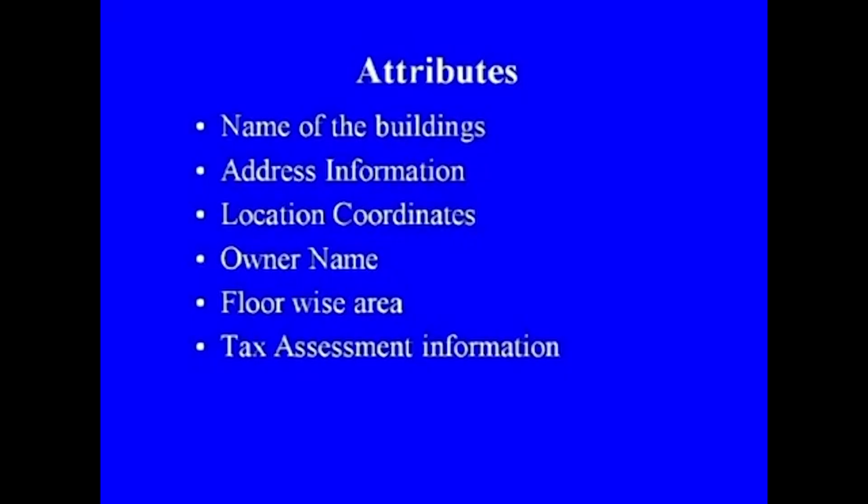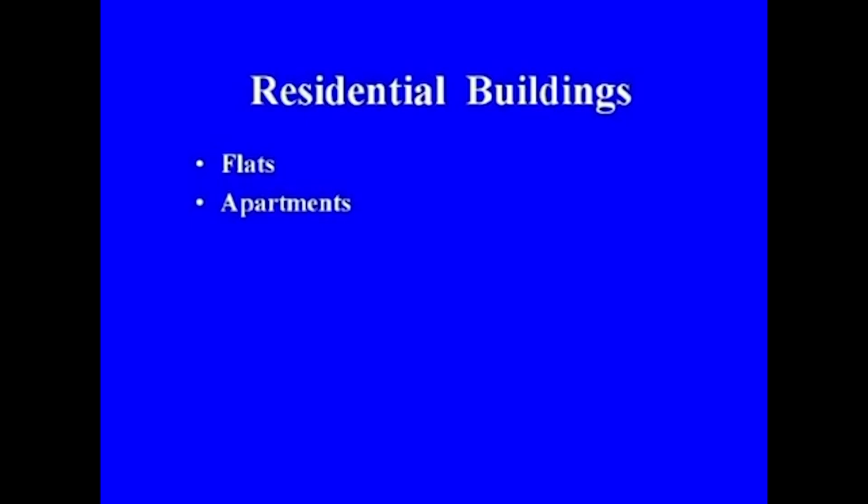In order to provide a distinct characterization to the information being created, the following attributes were defined for each of the buildings which was being captured. First is the name, its address information, location coordinates, owner name, floor wise area, and tax assessment information if available. Now, we come to the different types of categorizations of buildings which were identified. First is the residential buildings, and this would be categorized into two categories: flats and apartments.